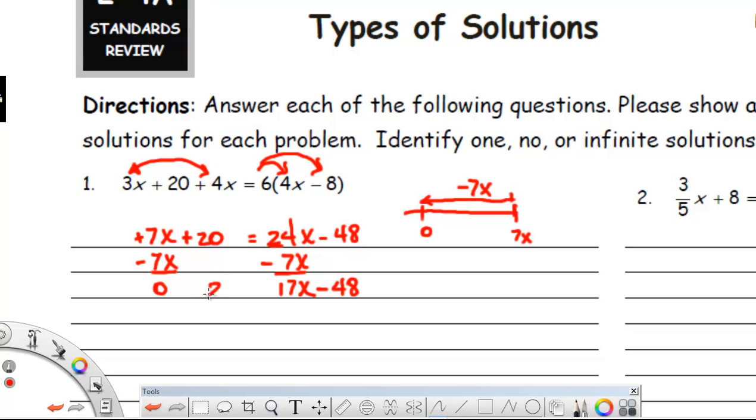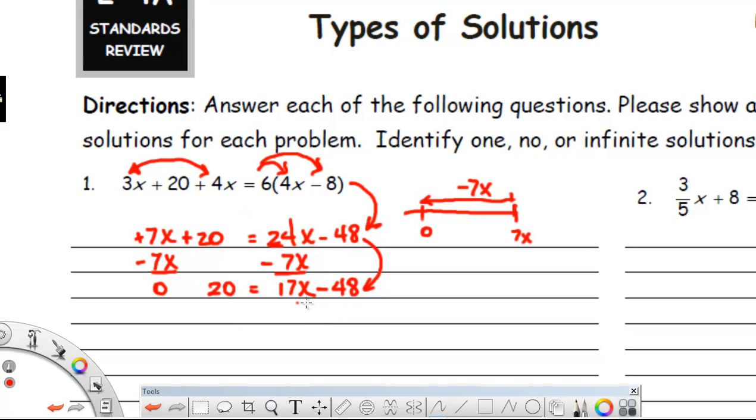The 20 just comes down, so my next step for the equation, I'll have 20 equals 17x minus 48. And if you notice as I go through and do a problem, from one equation to the next, my equation gets simpler as I do it. Here I was able to get rid of the parentheses. Here I was able to collect like terms. I end up with 4 terms. And then from these 4 terms, I do one more step. I end up with 3 terms. And so on this next step, when I do it correctly, I'm going to end up with 2 terms.